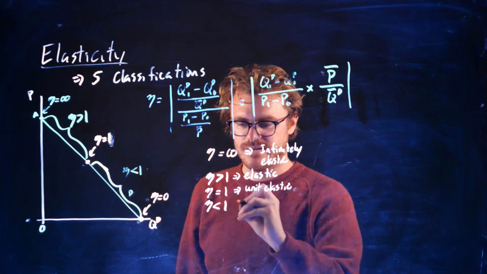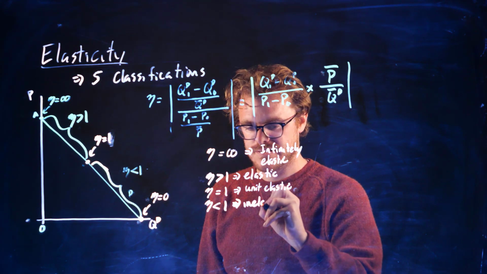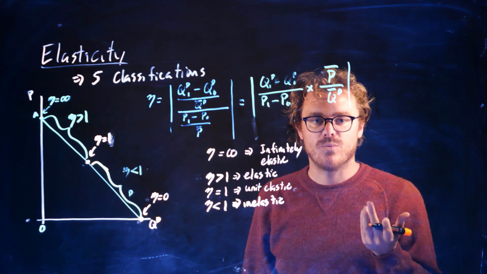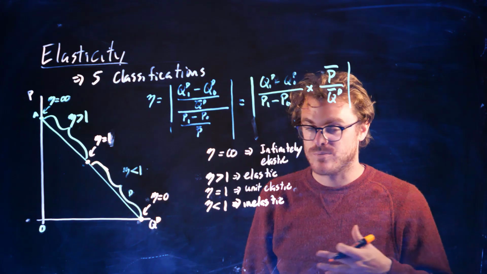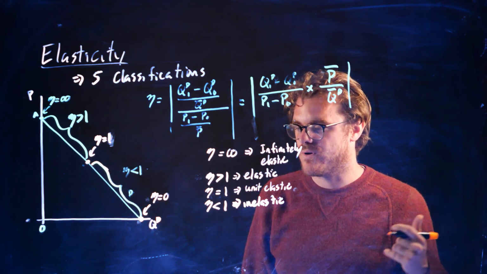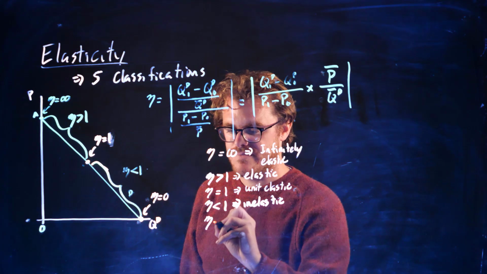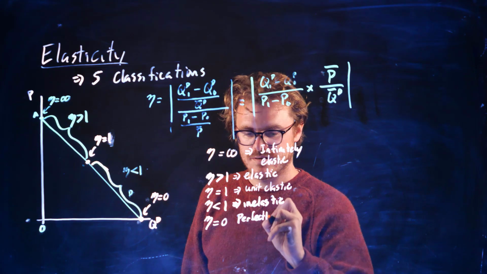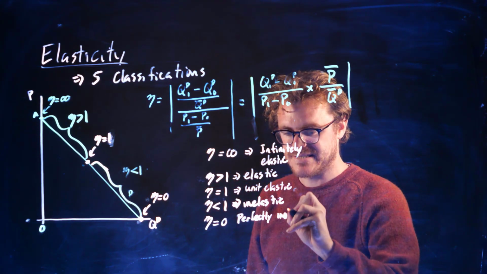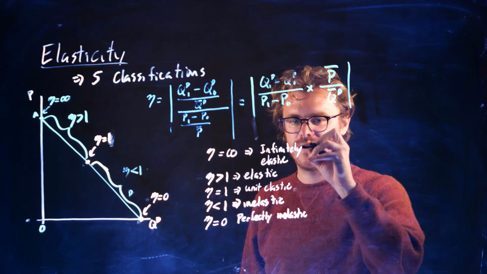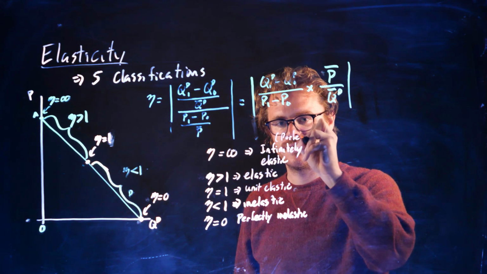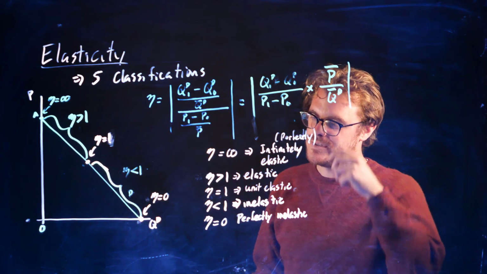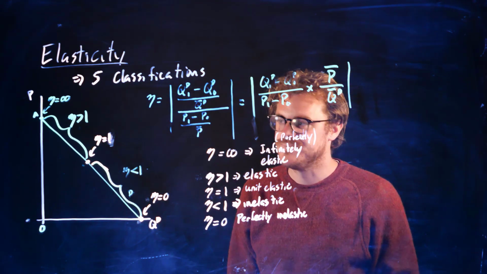If it's less than 1, we're going to call that inelastic. So a 1% increase in price causes a less than 1% decrease in quantity demanded. So buyers aren't that sensitive anymore to price. And then finally, when it's 0, it's going to be perfectly inelastic. I guess I should go back up here, and sometimes we say perfectly elastic. I should have said perfectly elastic for eta equals infinity, but it's infinitely elastic as well.